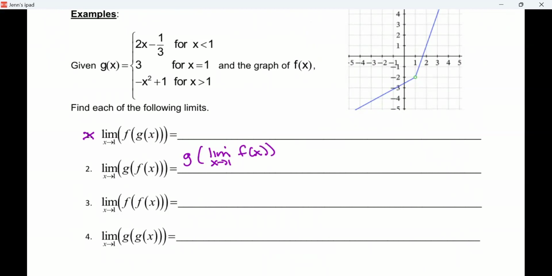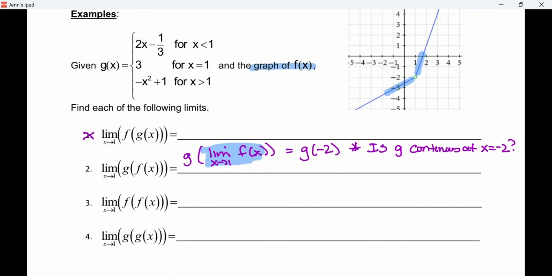So the first thing I want to do is find the limit of this inner function. Remember, f is the graph of f of x. So when I look at this particular graph, the limit as x approaches 1 is going to be -2. Then I'm looking at g of -2. The question you have to ask yourself is, is g continuous at x equals -2?